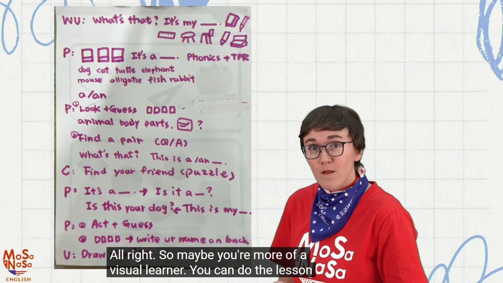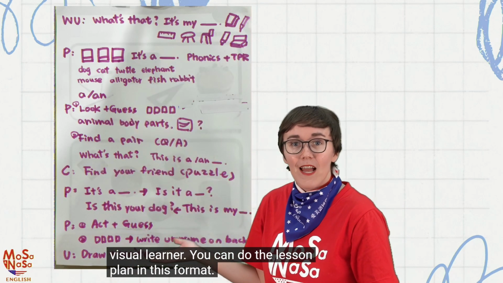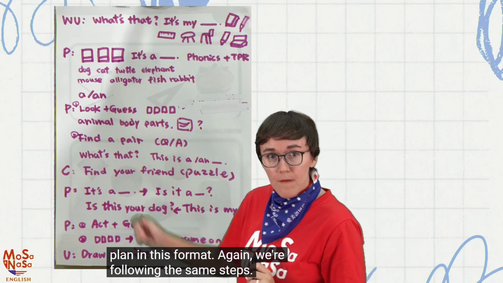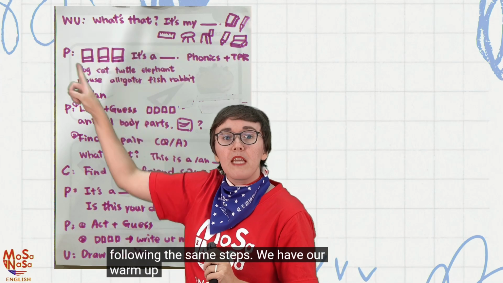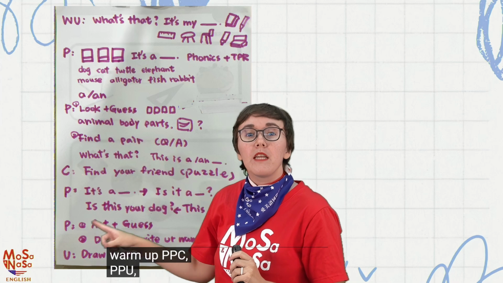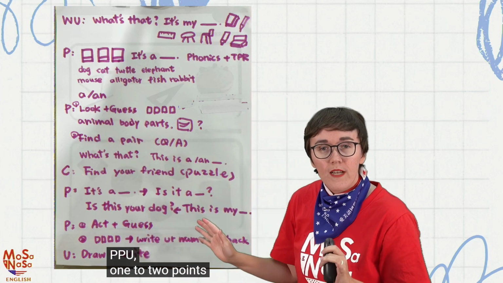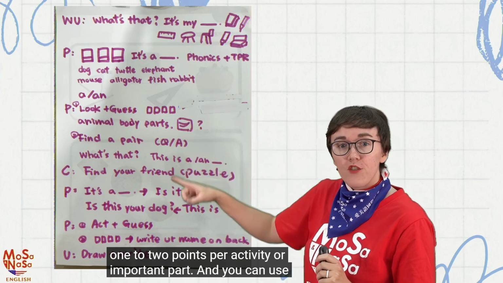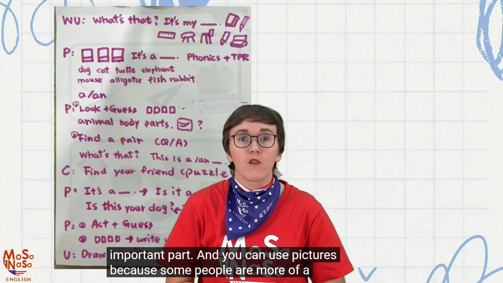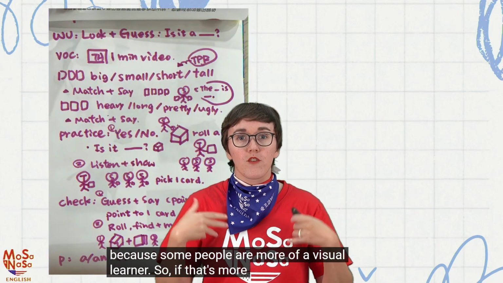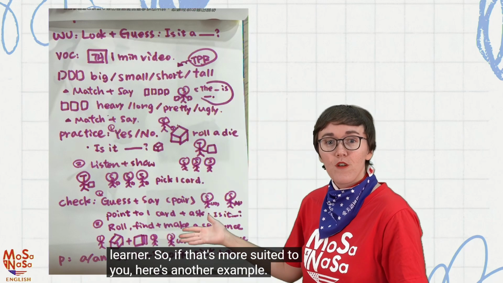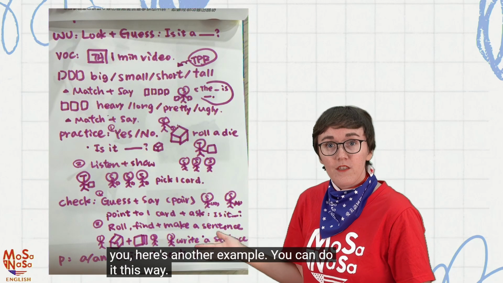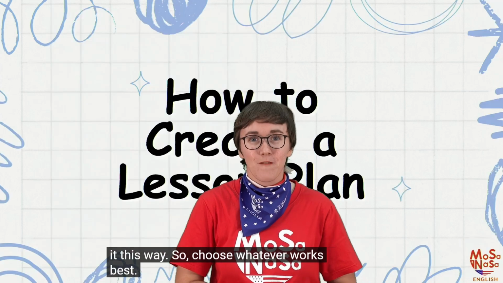All right, so maybe you're more of a visual learner. You can do the lesson plan in this format. Again, we're following the same steps. We have our warm-up, PPC, PPU, 1 to 2 points per activity or important part. And you can use pictures because some people are more of a visual learner. So if that's more suited to you, here's another example, you can do it this way. So choose whatever works best.